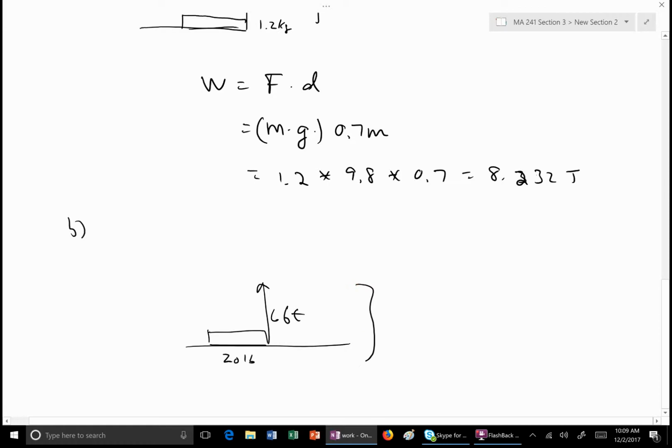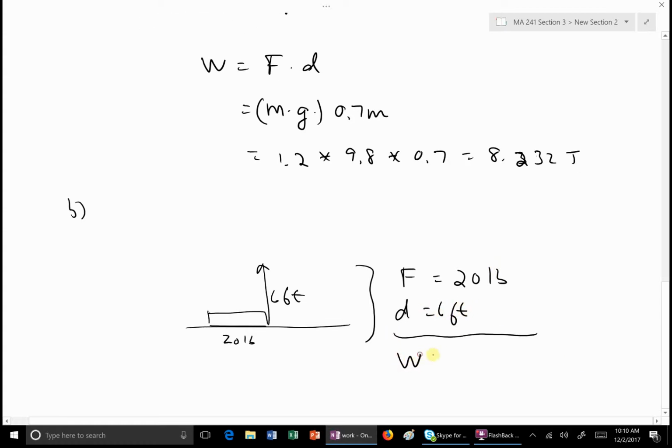And that's pretty easy because 20 pounds is not the mass, it's the force. Okay, so this is literally the force. So the force here is 20 pounds, the distance is 6 feet, and so the work is easy to compute, right? Foot-pounds. And that's that, and that's the work. All right?